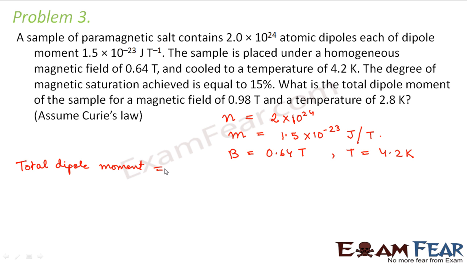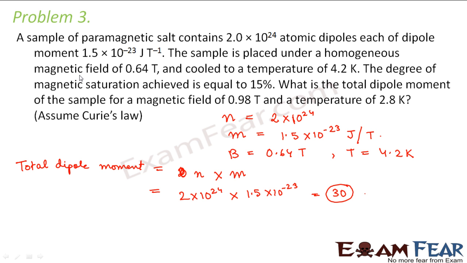The total dipole moment would be equal to the number of atomic dipoles into the dipole moment of each atom. So total number of atoms is n, and each atom has a dipole moment of m. So you may multiply both of them. So 2 into 10 to the power 24 into 1.5 into 10 to the power minus 23. So that is 30. So this 30 is the total dipole moment.